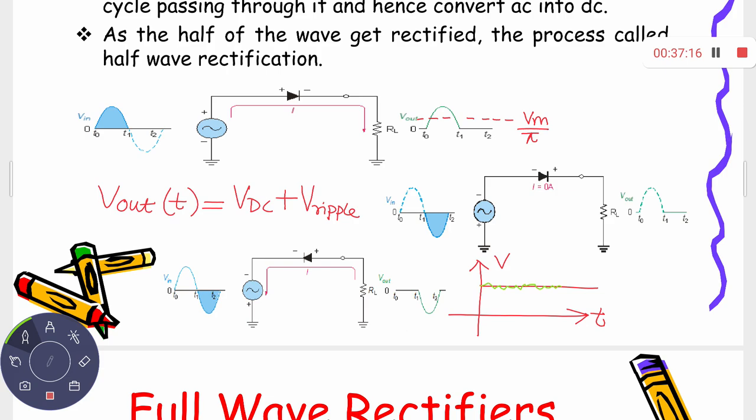The RMS value of this ripple content is over the major part of the interval. Obviously, you have to consider the negative part as well, because whether it is positive or negative, ultimately it's a ripple.